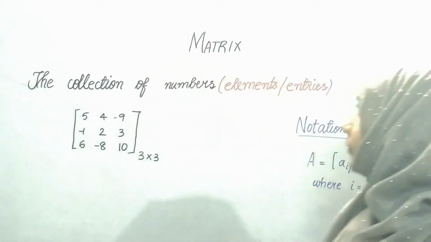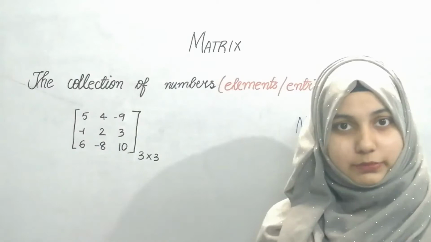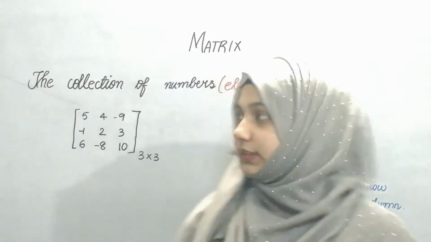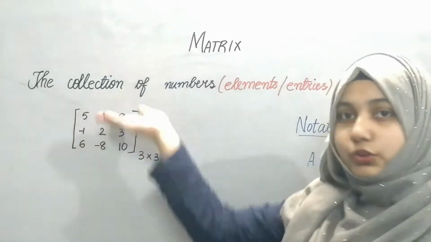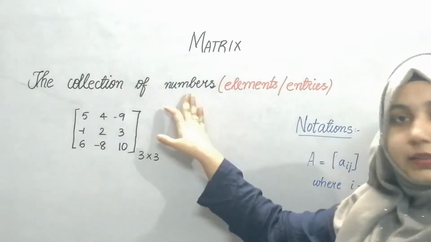Okay, matrix. What is a matrix actually? It is nothing but a collection of numbers, right? We're going to collectively store numbers in the form of an array. Okay, this is an array, like a two-dimensional array. So matrices are nothing but a collection of numbers.